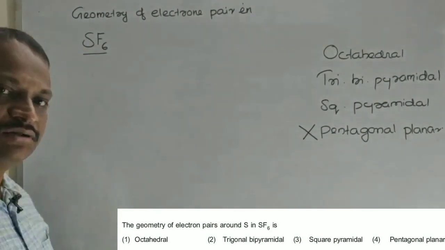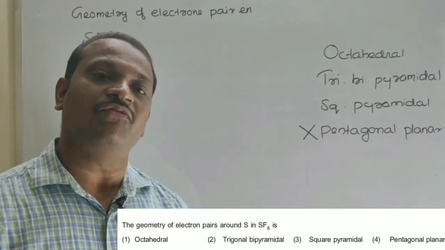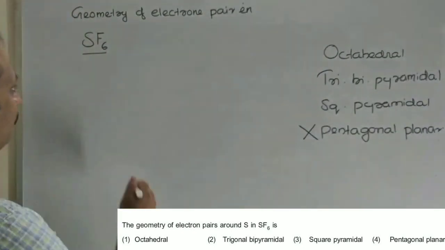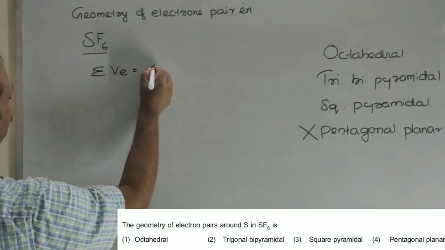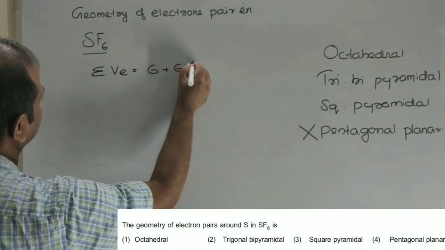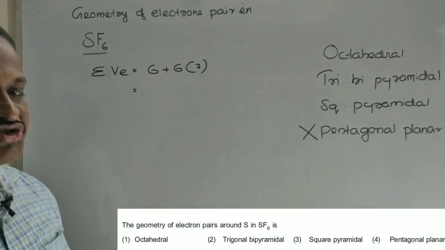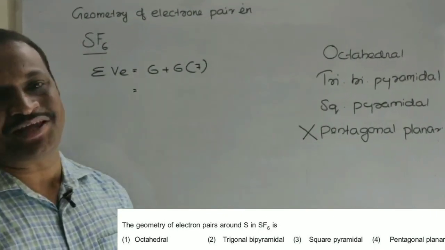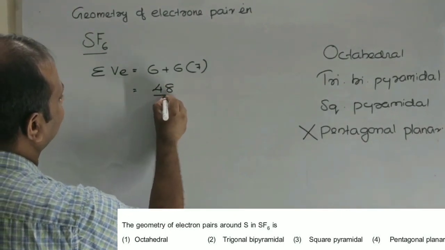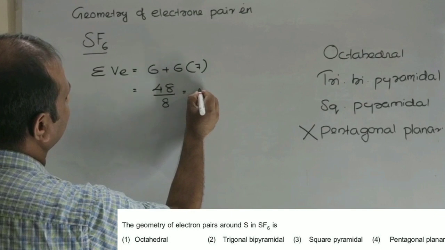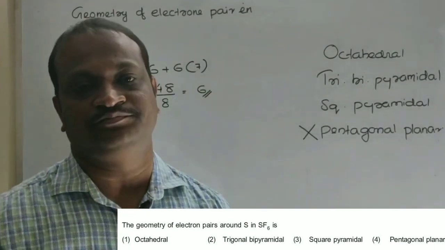And first of all, as I told you in the earlier case, you have to find the sigma of valence electrons. When you find the sigma of valence electrons, what you get is 6 plus 6 into 7, which is 48. 48 we can divide by 8, which will be equal to 6. So we got the steric number 6.